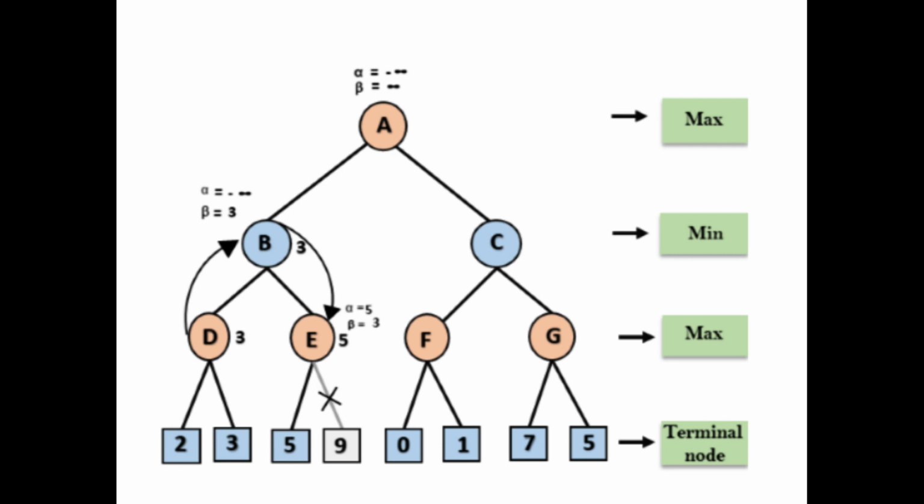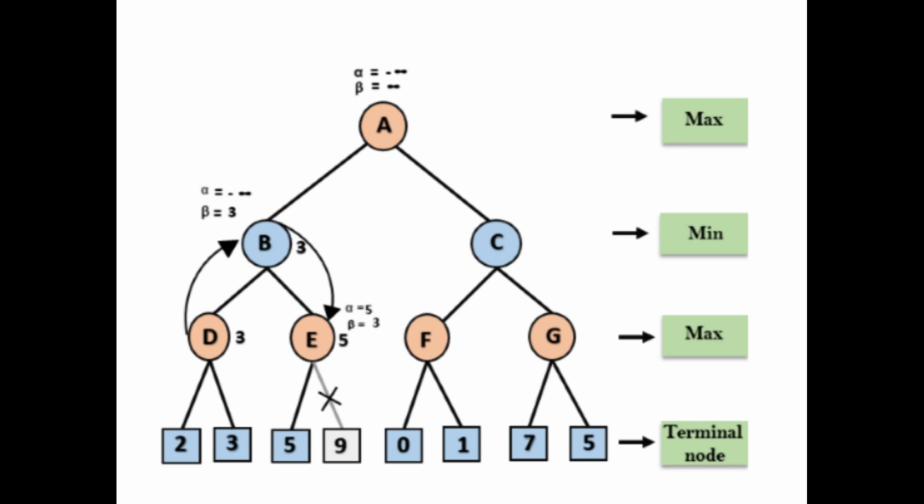The current value of alpha will be compared with 5, so max(-infinity, 5) equals 5, hence at node E alpha equals 5 and beta equals 3, where alpha equals beta, so the right successor of E will be pruned, and the algorithm will not traverse it, and the value at node E will be 5.